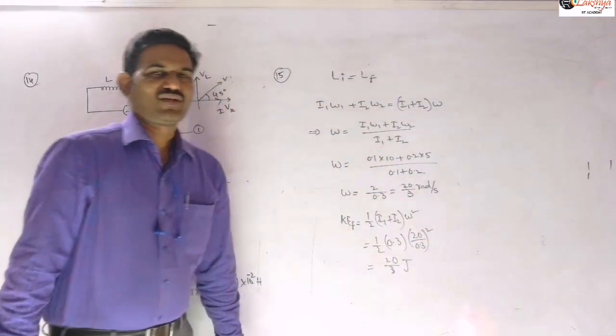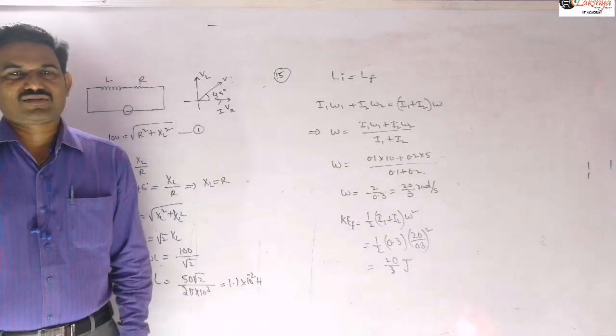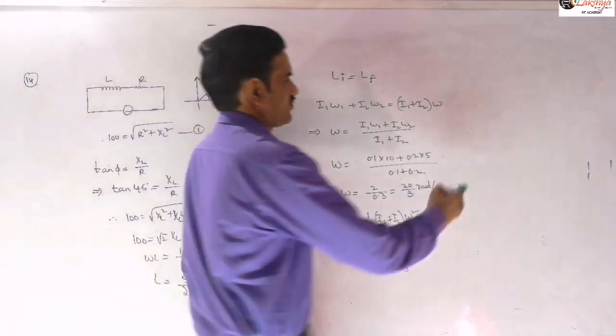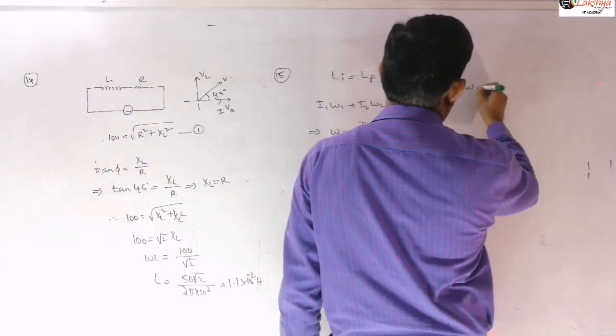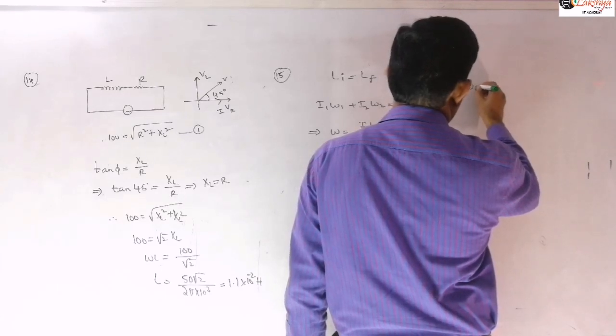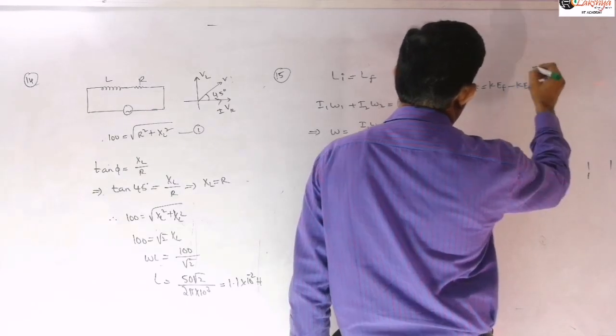And here sometimes they will ask what is the loss of kinetic energy or the work done by the friction. Work done by the friction you can write simply using conservation of energy or the work energy theorem. So the loss of energy is nothing but the work done by the frictional force. You can write final kinetic energy minus initial kinetic energy.